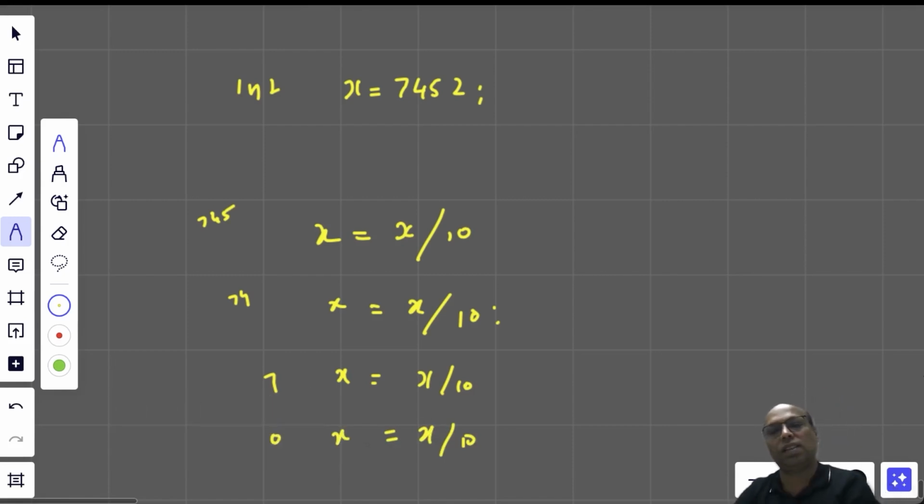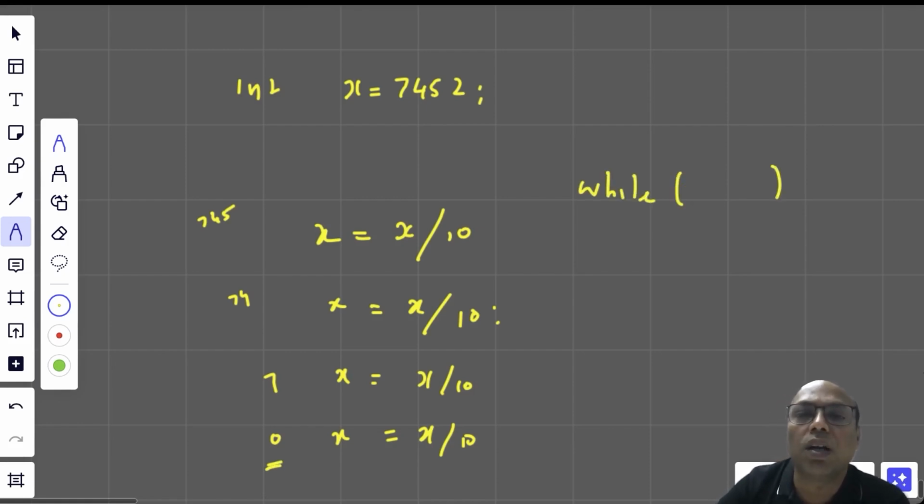Correct. Now, do I need to divide? No. How long do I need to divide the number by 10 till the number becomes 0? Therefore, in this case, how long do I need to divide? How long is my condition? Till the number becomes 0. What is the statement I repeated? X is equal to X divided by 10.